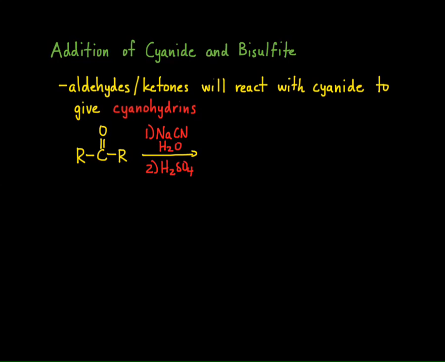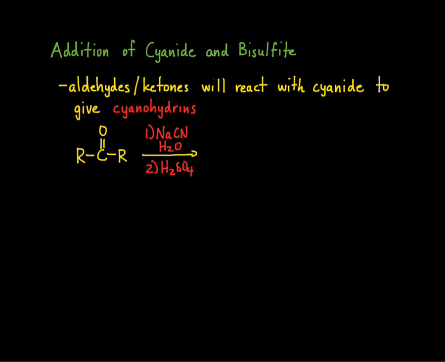The typical reaction is where you take an aldehyde or a ketone, where R could be an alkyl group or a hydrogen. You treat it with sodium cyanide in water, followed by adding sulfuric acid. So this is a two-step process. First step is with sodium cyanide in water. Second step is with sulfuric acid.